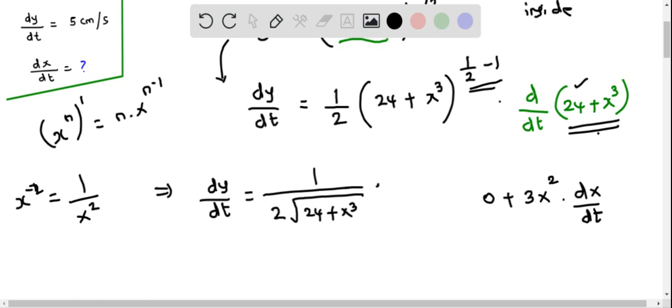So it's basically the derivative of this is 3x squared times dx by dt, because we can just remove this x, and I'm going to put that expression over here. So this is plus 3 x squared times dx by dt.